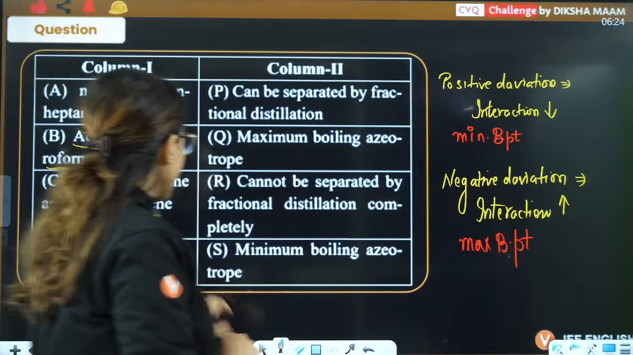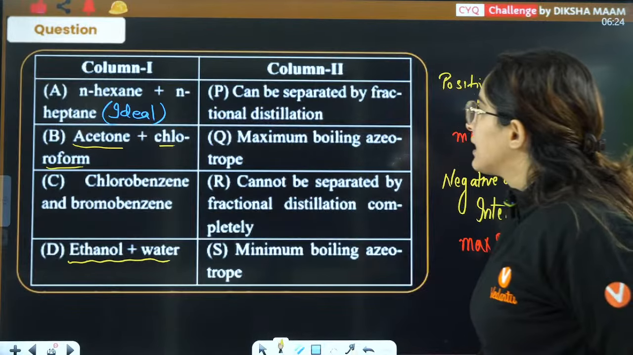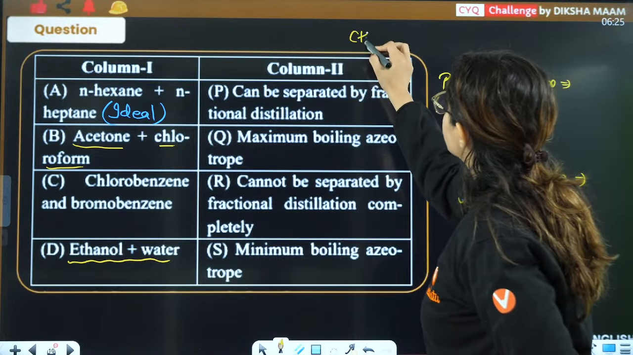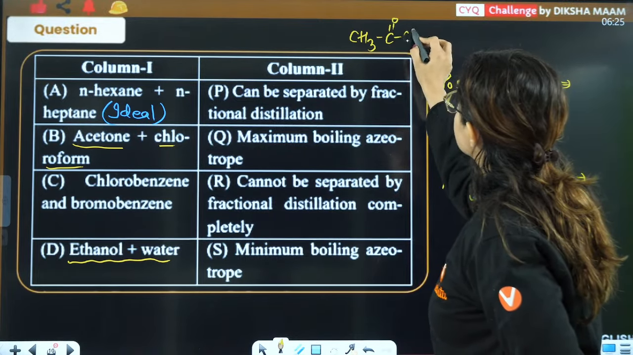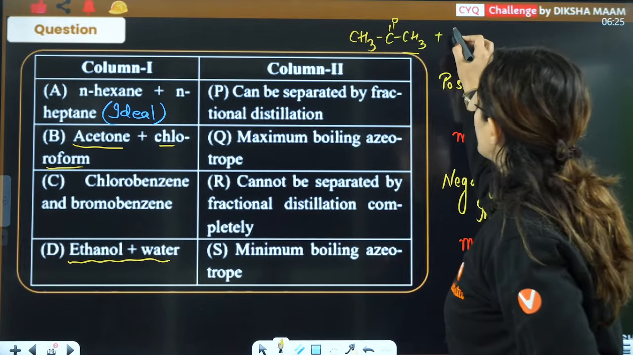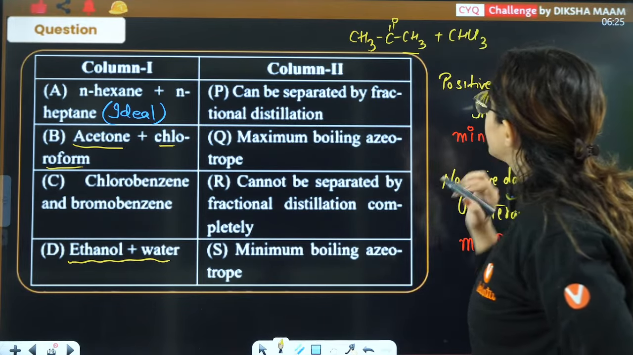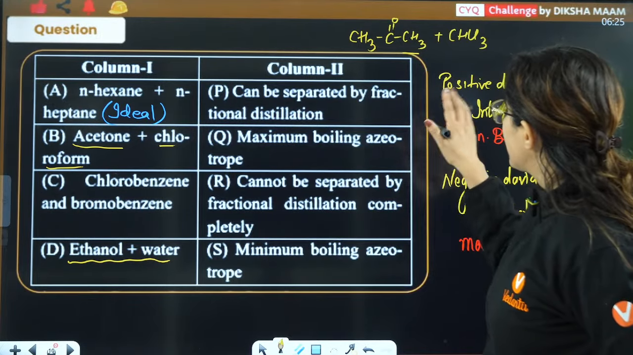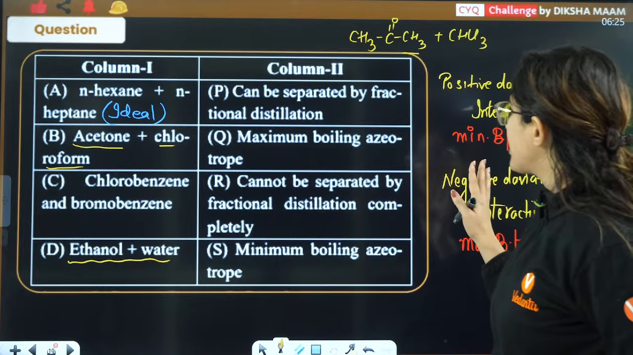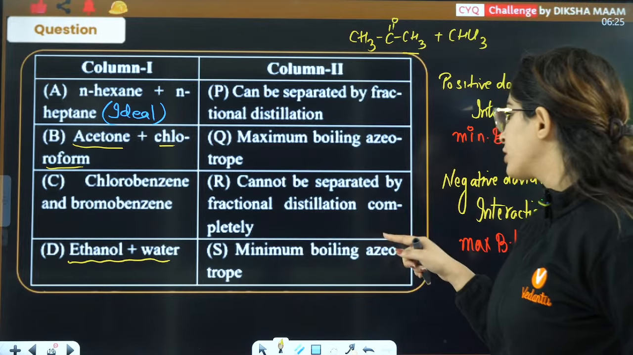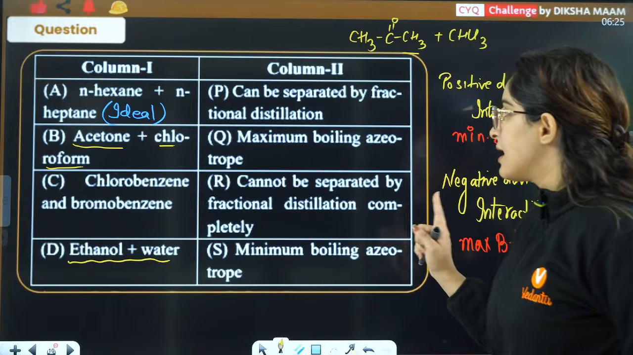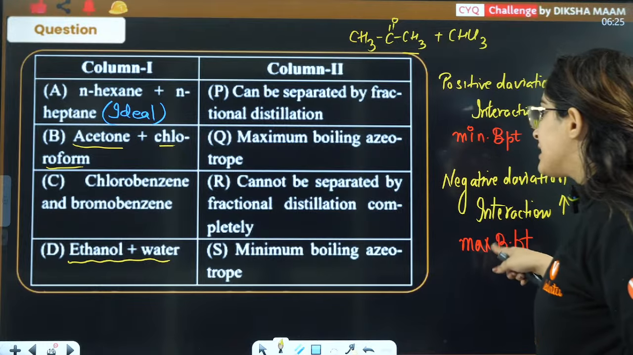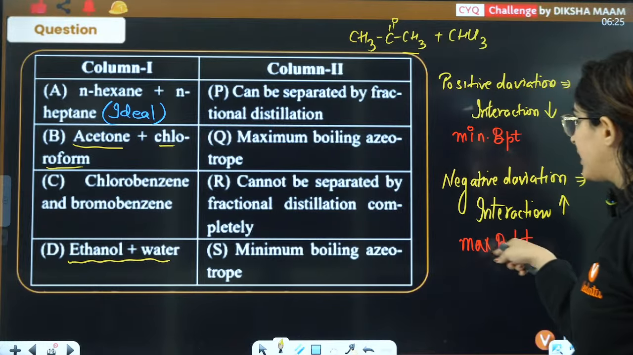Let's see. Now if you see this here, acetone and chloroform. Acetone is CH3, C double bond O, CH3. Chloroform is CHCl3, right? So what will happen in this case? In the acetone, there are not as such interactions here. In ethanol and water, though, we can see interactions will decrease. In this case, interactions will increase, so we can say negative deviation. Negative deviation means maximum boiling azeotrope.